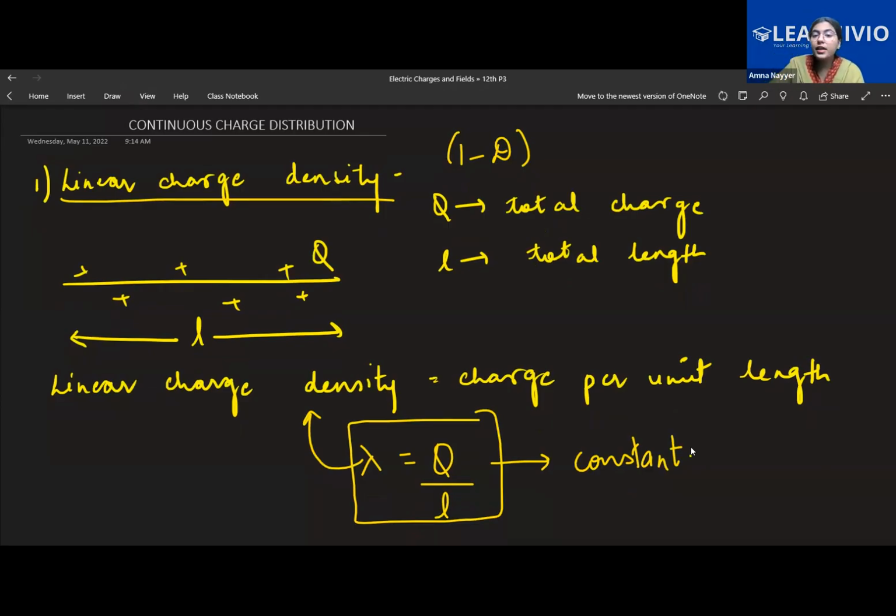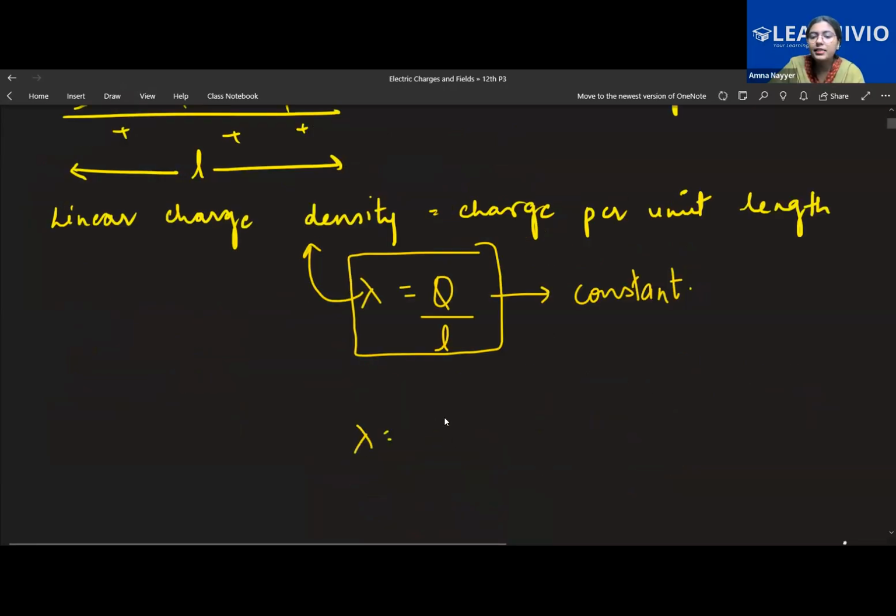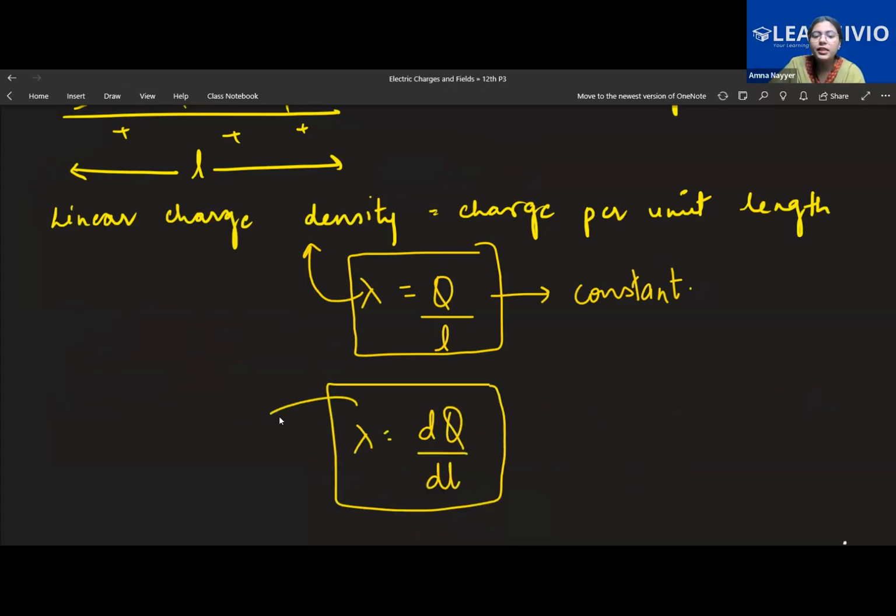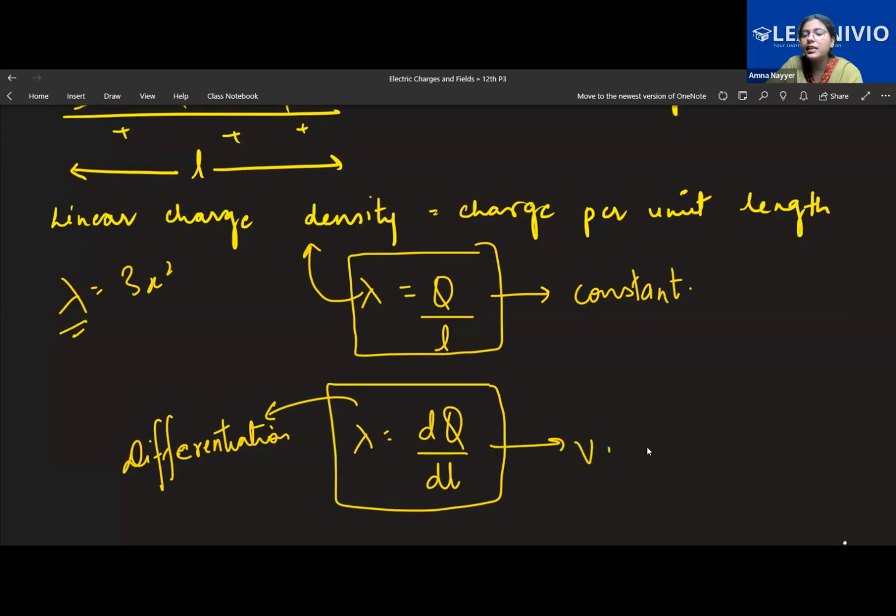But if you get questions where your charge is not uniformly distributed, then you can use lambda is equal to dq over dl. Means you differentiate with respect to length. dq means you are performing differentiation. When are we supposed to use differentiation? If it is variable, like I am giving you the value of lambda as, let's say, 3x square. You can see that x is the independent variable, and if we change it, the value of lambda can change. So this is when you have the variable linear charge density.